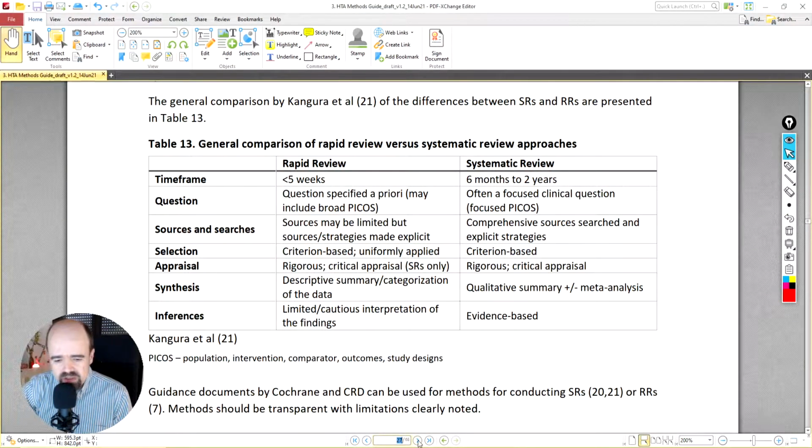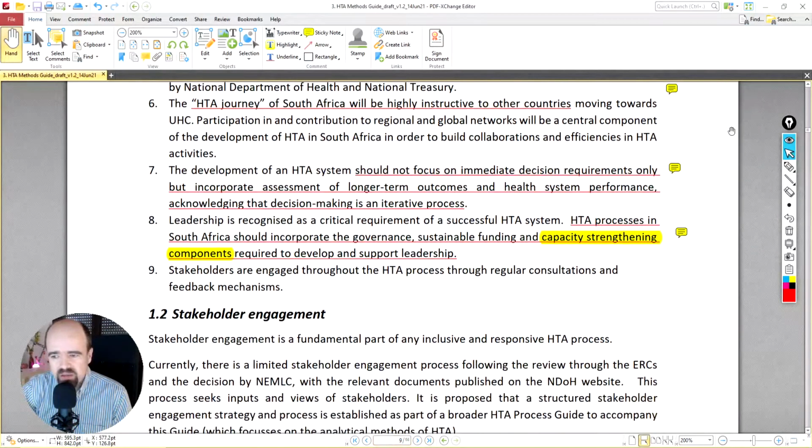The only mention in this guide is on the point of capacity, which is this point over here, 8. Leadership is recognized as a critical requirement for a successful HTA system. HTA processes in South Africa should incorporate the governance, sustainable funding, and capacity strengthening components required to develop and support leadership. Now, this capacity strengthening component is arguably the other half of a health technology assessment system. You can talk about methods, but if those methods are not being applied by a certain who or a group of individuals, then the entire system falls apart and goes absolutely nowhere.